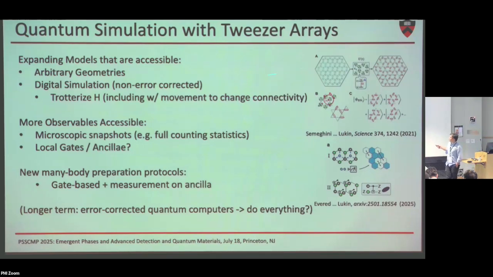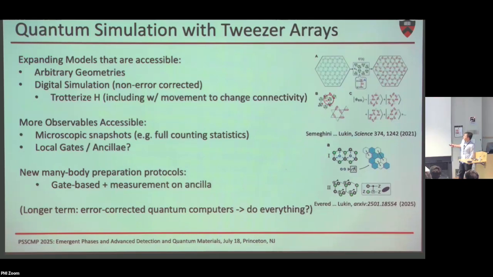The second aspect that is quite powerful with tweezer arrays is that you get access to more observables. Of course, you get the same microscopic snapshots, just like in quantum microscope experiments. But the other thing you can do is that you can actually use local gates to pull out a little bit more information. This can allow you to measure in different bases. And this is also connected to the idea that this also opens up new ways you can prepare complex many-body states. You can essentially apply gates between a bunch of particles, maybe coupled to an ancilla, which was done recently in this work.